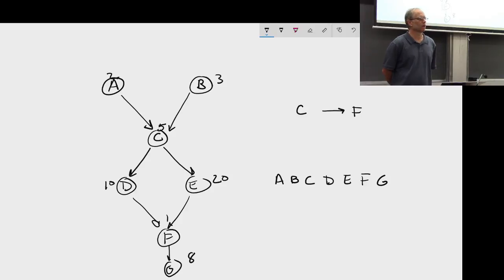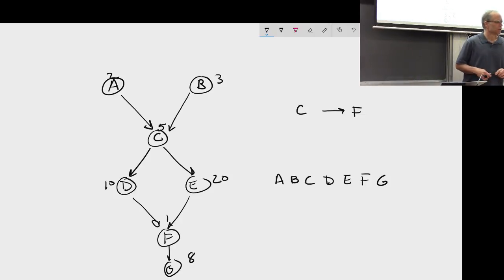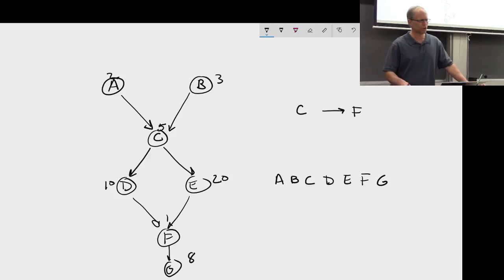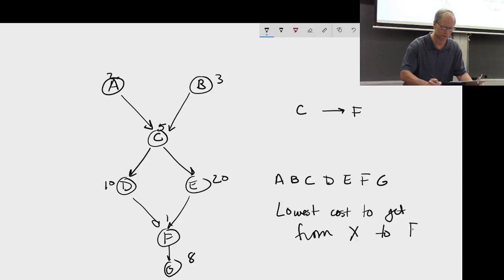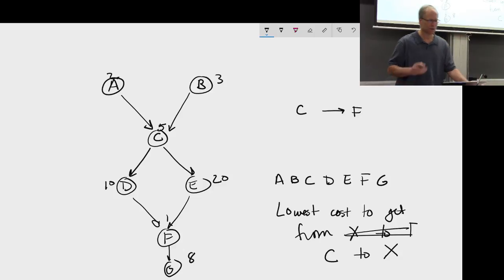okay, what number are we trying to calculate? What number do we want to associate with each vertex here? The cost. Well, yeah, the lowest cost of traveling to that, the lowest cost of getting to that thing from C. Right, we're trying to calculate the lowest cost to get from C to X for each X. And eventually when we calculate it for F, we'll have our answer.